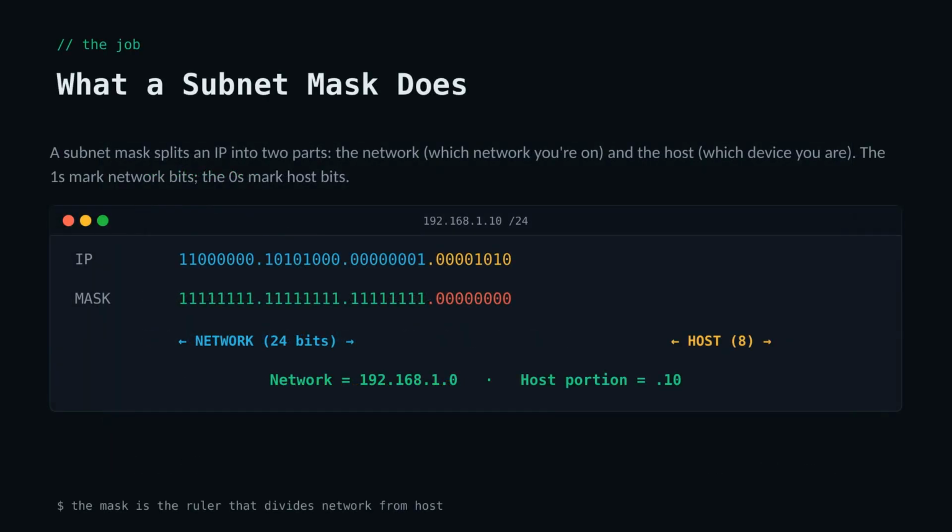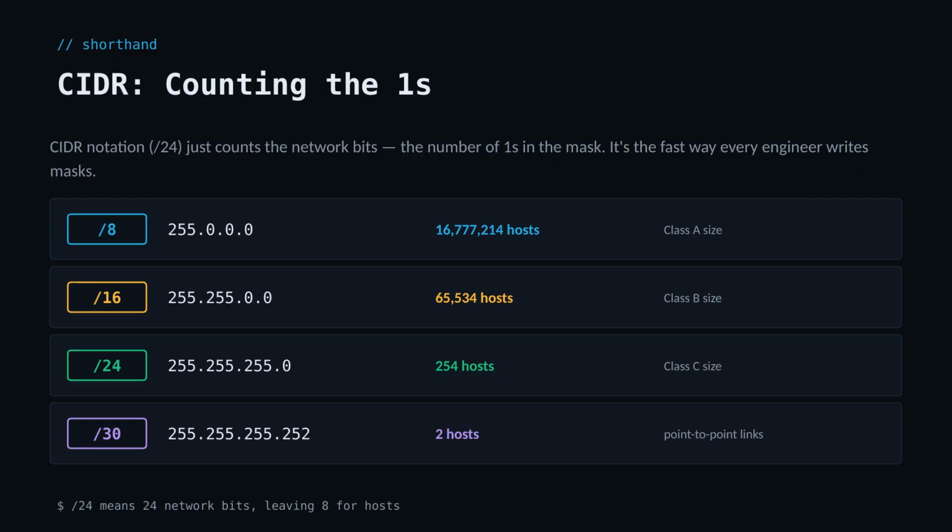Take the IP 192.168.1.10 with a /24. Line it up in binary against the mask, and wherever the mask has a 1, that bit belongs to the network. Wherever it has a 0, that bit belongs to the host. The first 24 bits give us the network, 192.168.1.0, and the last 8 bits identify the specific device, in this case, 10. You've already been writing it this whole time.